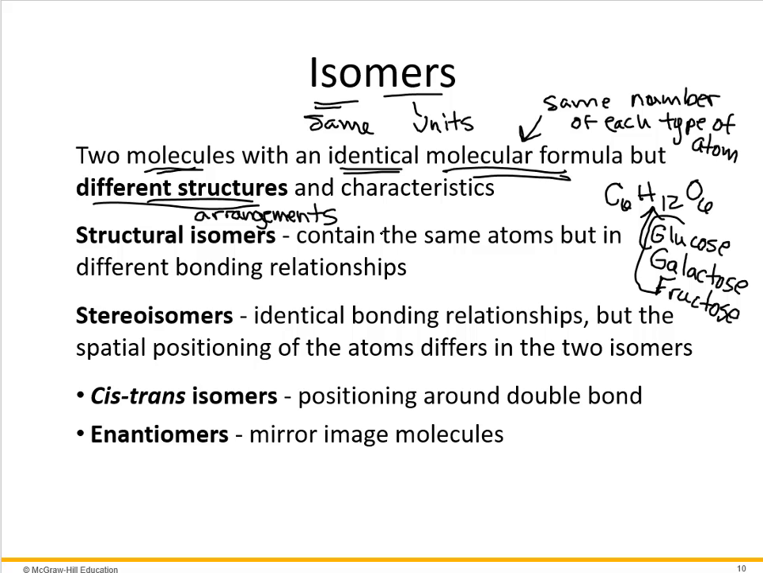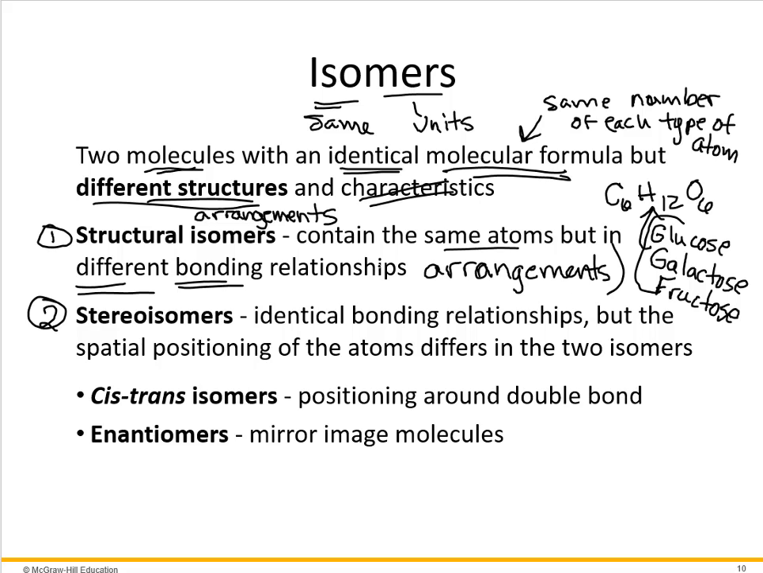So we've mentioned this again. They have different characteristics, so they have different functions. There's one type, the structural isomer, and then there's a second type, which is called a stereoisomer. Glucose, galactose, and fructose would be structural isomers because they have the same number of atoms but different bonding relationships, so a different arrangement of those atoms. And a lot of times they don't even have the same functional groups.